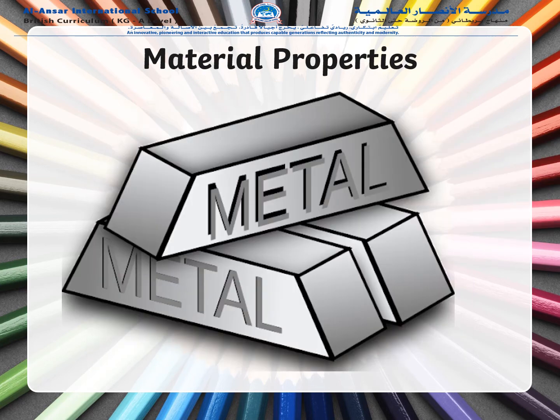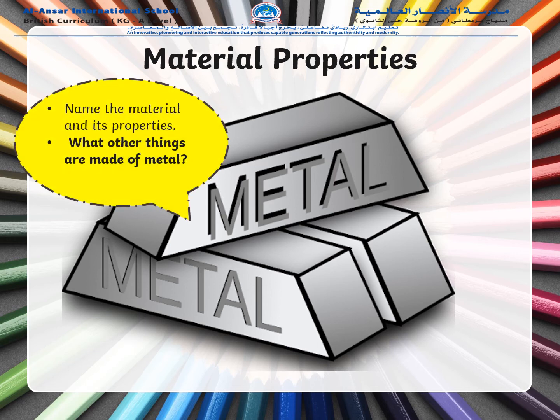Here we have metal. What other things are made of metal? We have studied earlier spoons, coins, and many other things. Can you name some? Pots are made of metal. What other things are made of metal? Name as many properties as you can. I know that metal is hard. It's not flexible. It's not bendy. Can you think of more?